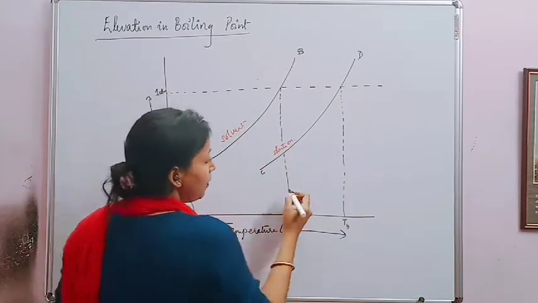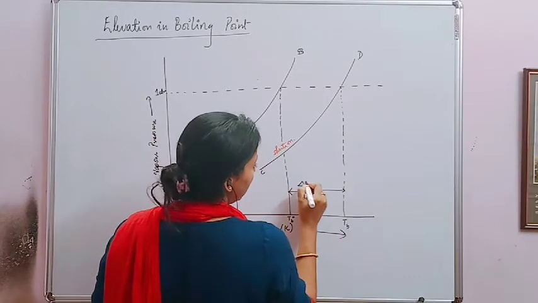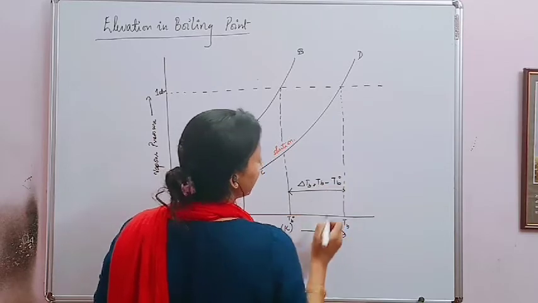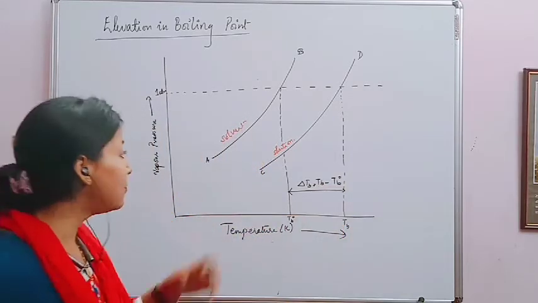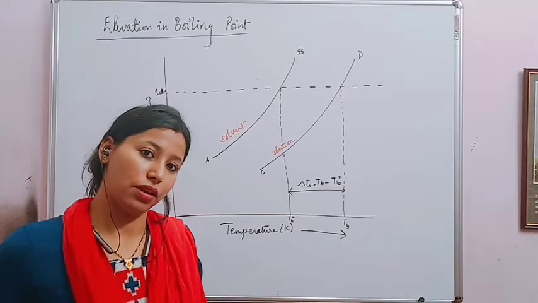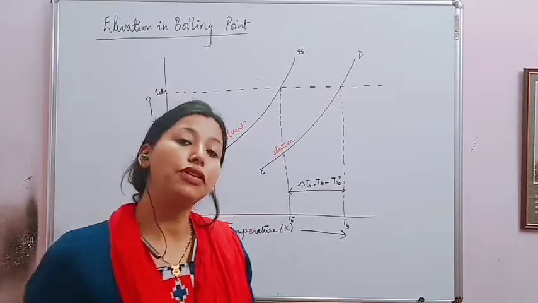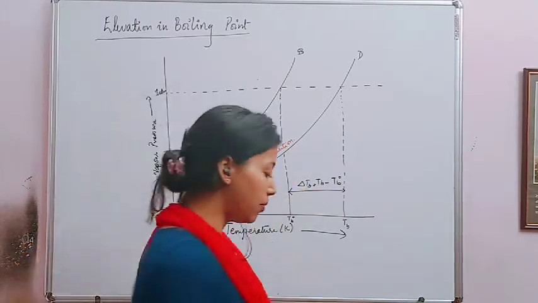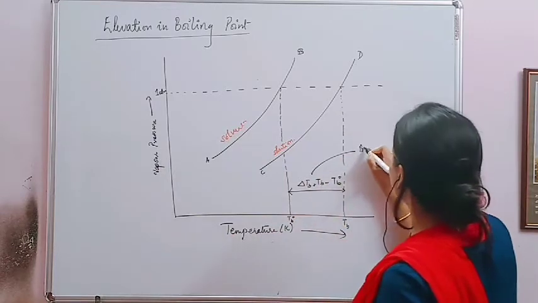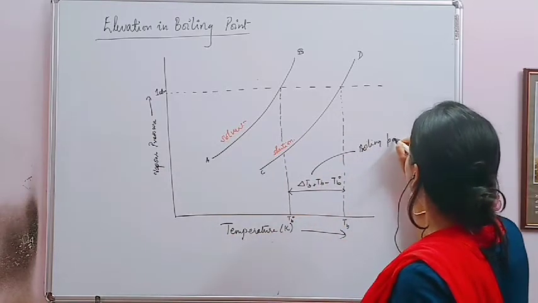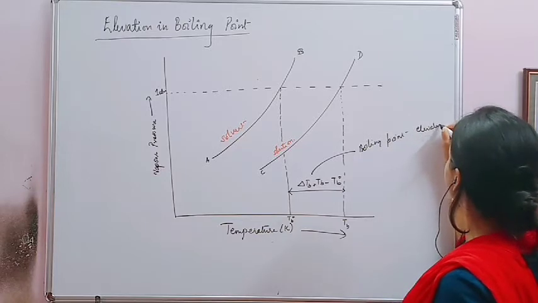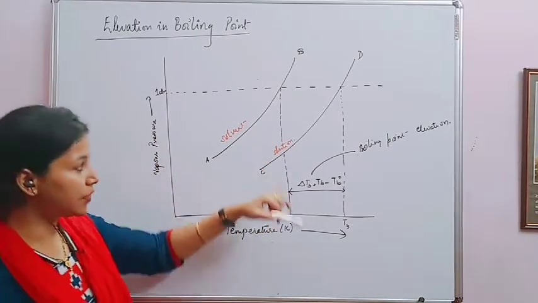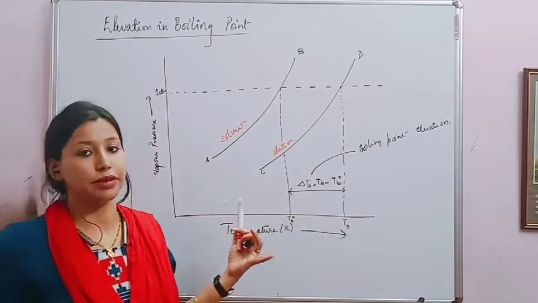Okay? Now, the difference in boiling point, that is delta TB, will be TB minus TB naught. So this will give me the elevation in boiling point of the solution that is taking place due to addition of the non-volatile solute. So delta TB is known as elevation in boiling point or boiling point elevation. Clear? So we have found out from the figure that solution boils at a higher temperature.